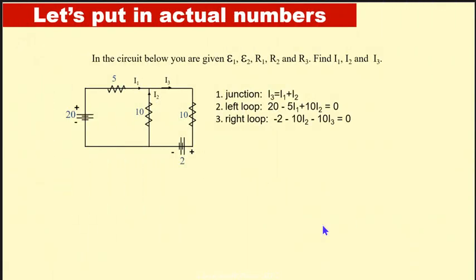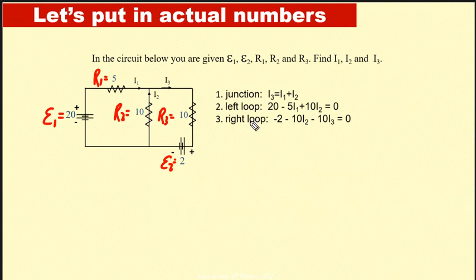Let's put in actual numbers now and then try to find numerical values for I1, I2, and I3. So as you can see here, we have battery E1 that has 20 volts, and we have resistor R1, its resistance is 5 ohms. We have resistor R2, its resistance is 10 ohms, and we have resistor R3, its resistance is also 10 ohms. And this is our second battery, it has 2 volts.